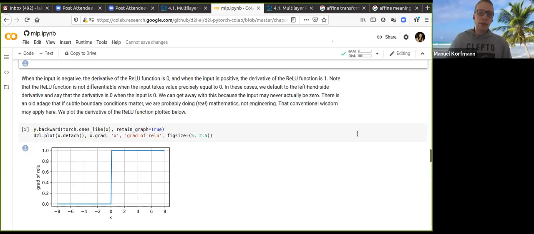Note that the ReLU function is not differentiable when the input takes value precisely equal to 0. Wait, there is someone at the door.